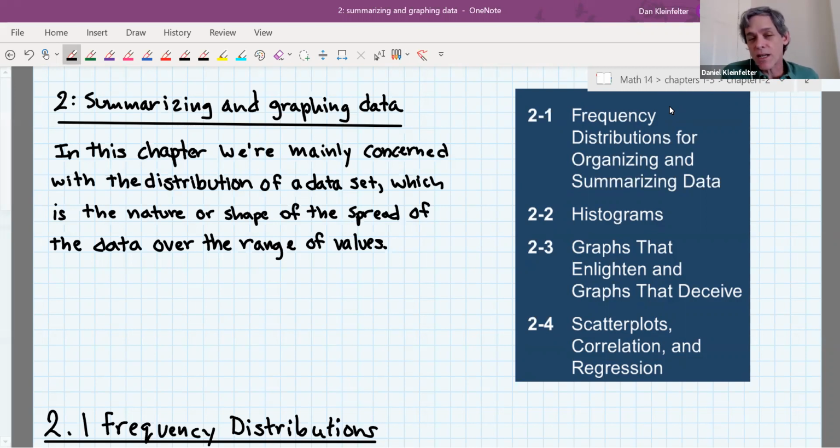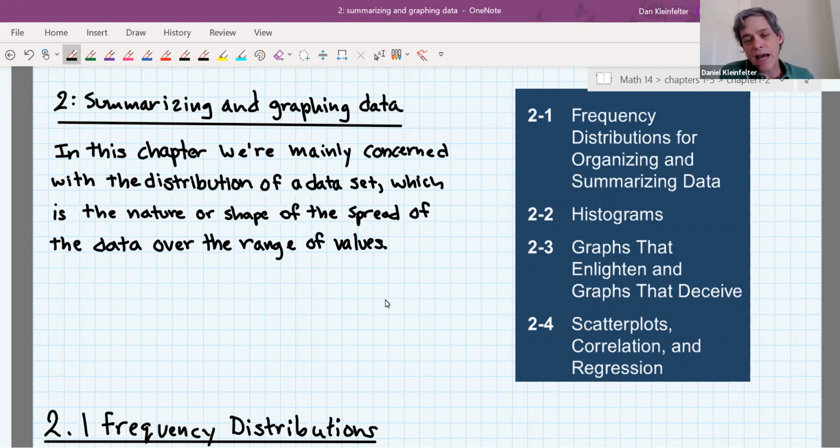So Chapter 2 has 4 sections in it. Section 2.1 is about frequency distributions and how you can use those to organize and summarize data. And section 2.1 is what this video is about. 2.2 is about a histogram, and a histogram is going to be a pictorial representation, basically, of a frequency distribution. And you can think of a histogram as being kind of like a bar chart that you probably have seen before. Okay, 2.3 is less calculation and more understanding, just simply understanding oriented.